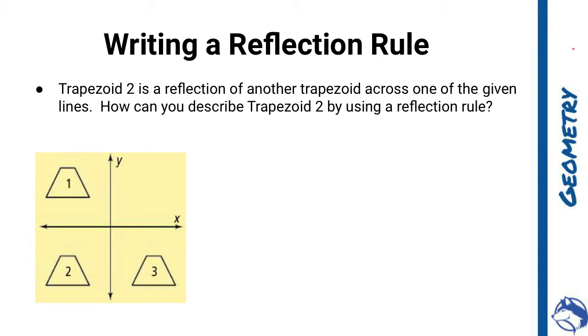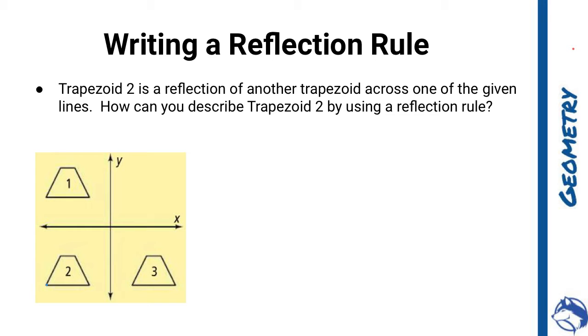Okay, so now we're going to write a reflection rule. Trapezoid 2 is a reflection of another trapezoid across one of the given lines. So how can I describe trapezoid 2 by using a reflection rule? Well, to reflect means it has to go over.